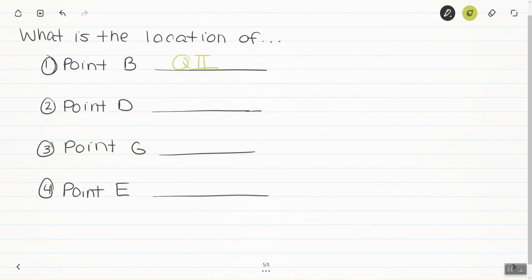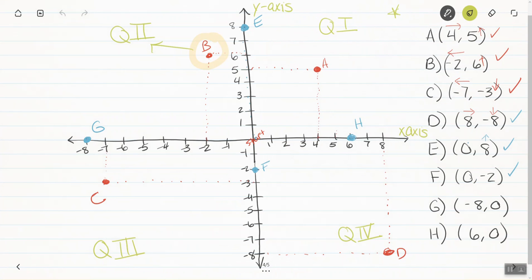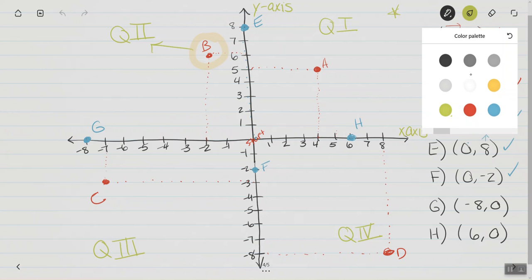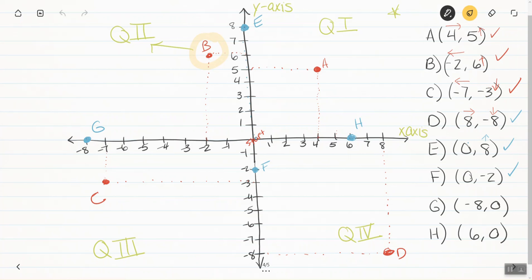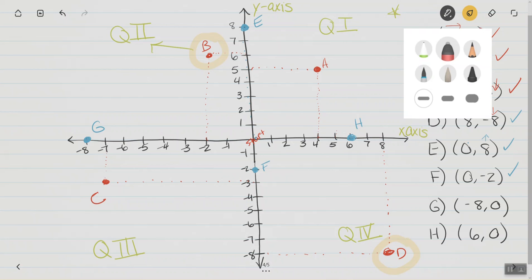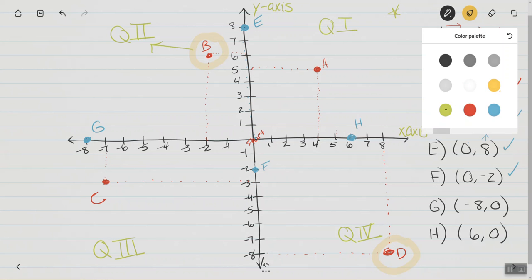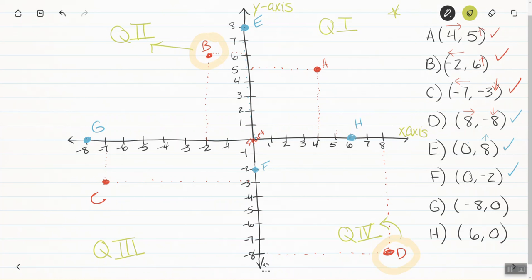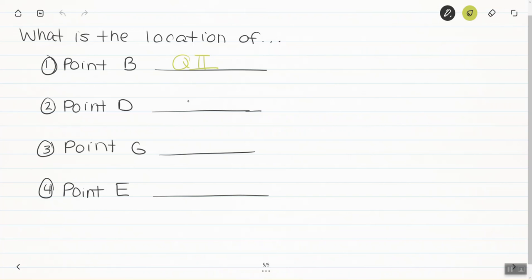Now the next one, it wants to know what is the location of point D. So I'm going to find point D. There's point D. And if I look at point D, it is located in quadrant 4. So I can write over here quadrant 4.